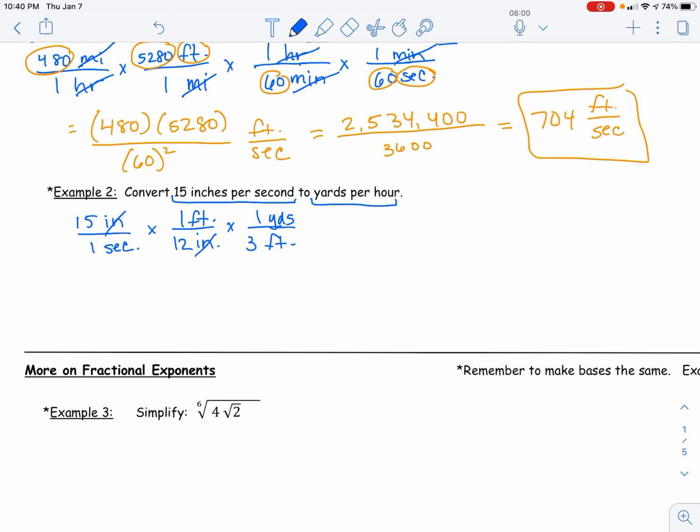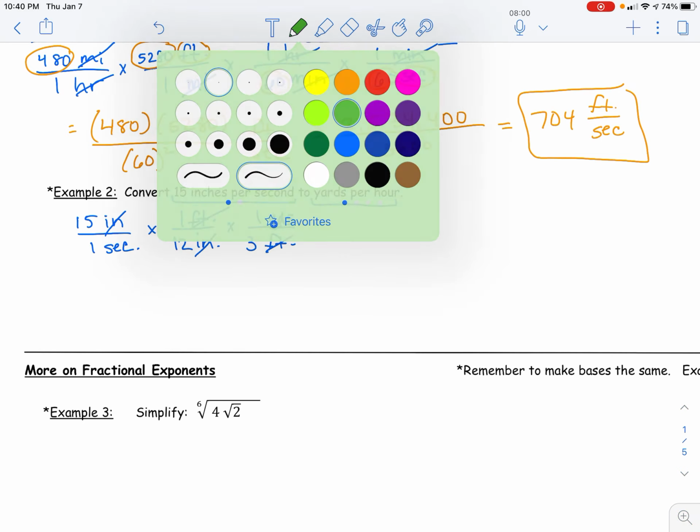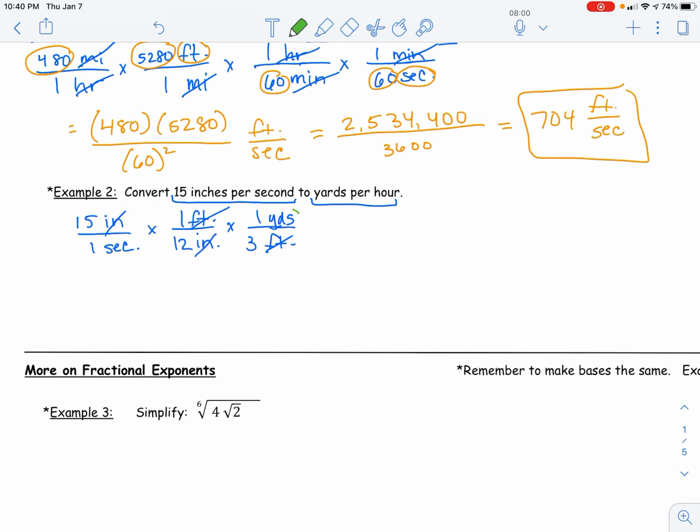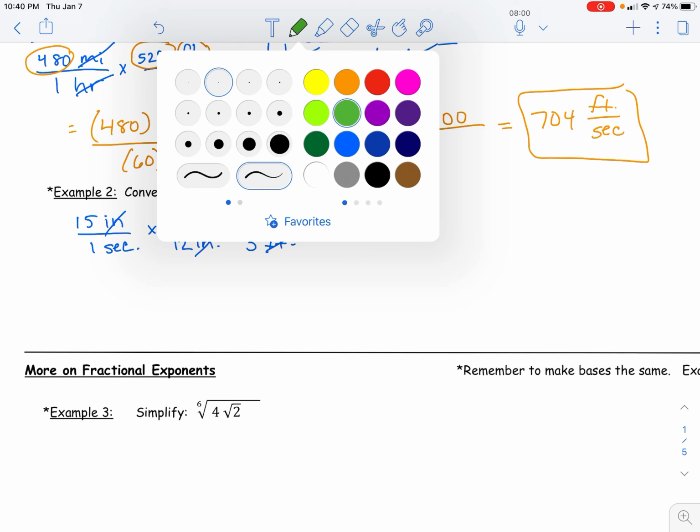So 3 feet is 1 yard, and I can cross out my feet. And look, I'm going to go ahead and circle yards because that's where we needed to land. Now let's deal with the time.